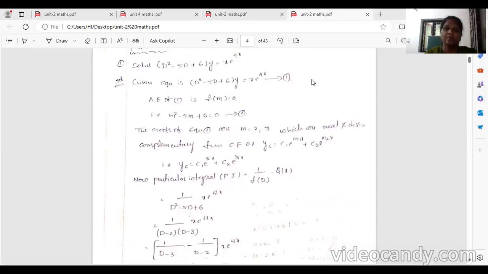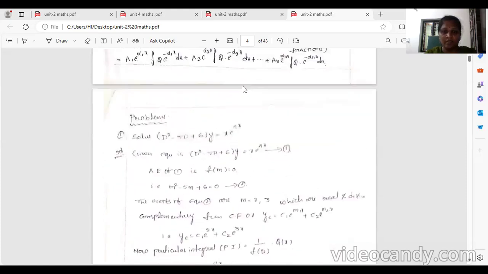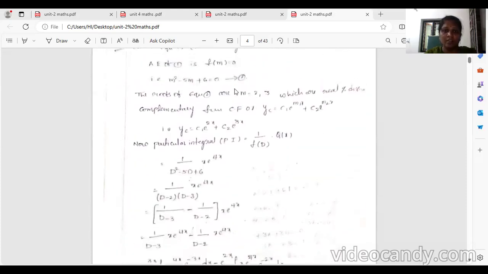This is equation 1. Here the auxiliary equation: in place of D substitute small m, f of m equal to 0. Here f of D equals f of m, so m square minus 5m plus 6 equal to 0. This is equation 2. The roots of equation 2 can be written as (m minus 3) into (m minus 2), so m equal to 2, 3, which are real and different.